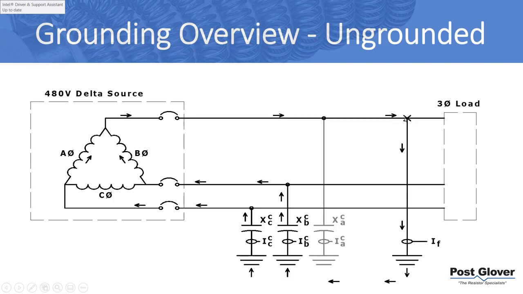It's not intentionally grounded. So how does it complete the circuit? If you're looking to carry current or have any conductive current carrying path, you're going to need to complete the circuit. So the only path it actually has is through what we call the system's capacitance. That is inherent to any system.